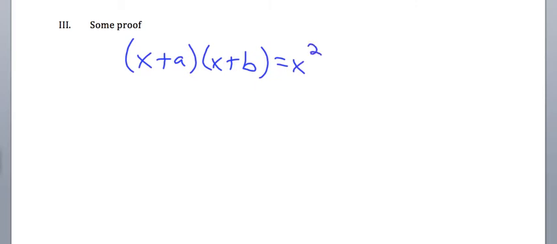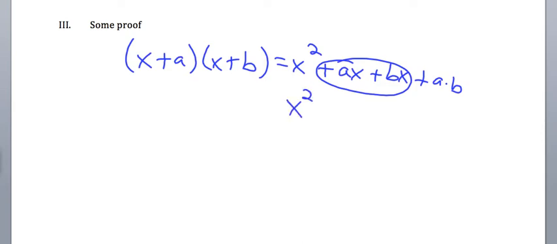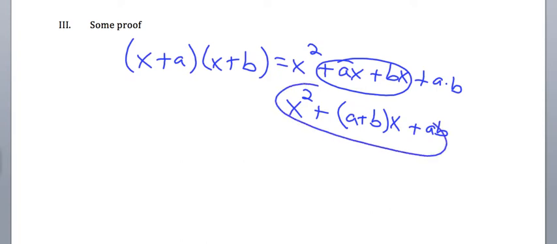A simple proof would just be to take two generic binomials like x plus a and x plus b, and let's assume they're both positive for right now. If we multiply this out, we'd get x squared plus ax plus bx plus a times b. We know these two are going to be like terms because they both have x, and the coefficient is going to be whatever a plus b is. So every single time something is in this format, the two numbers multiply to the last and add to the middle. That's our pattern we're looking for.